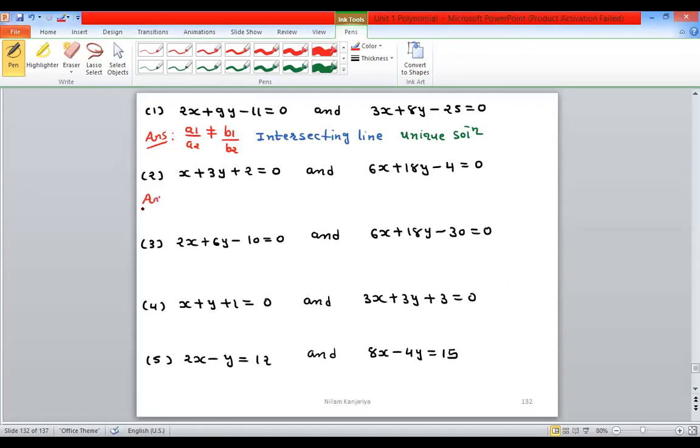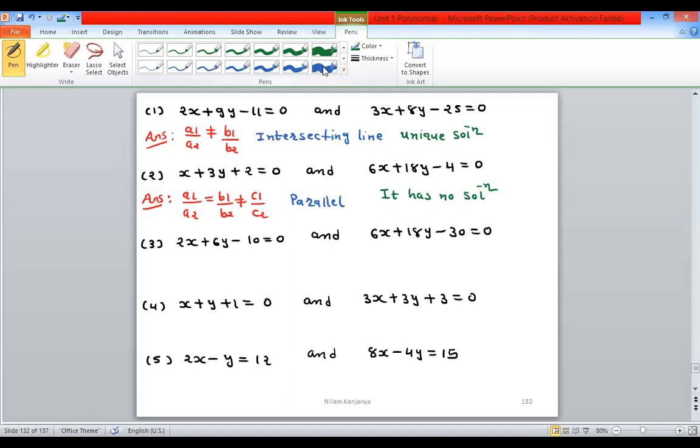The both equations are the same. That means A1 upon A2 is equal to B1 upon B2 but does not equal C1 upon C2. So the lines are parallel. When the lines are parallel, that means it has no solution. This is a short form of the solution.